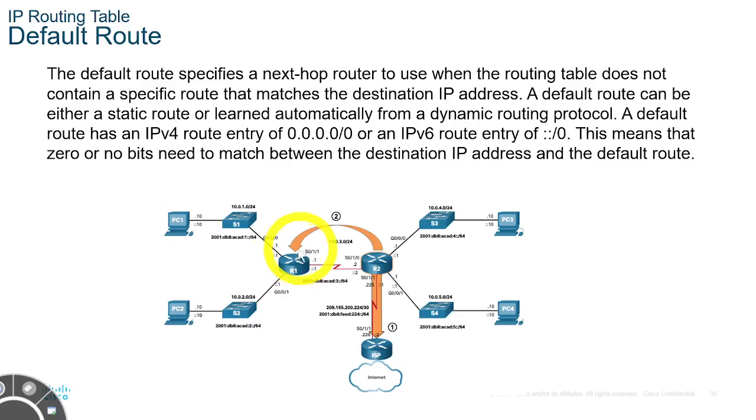So if R1 or R2 doesn't find a route, and this packet here is not destined to this R2, it means it should use the default route. Okay? In IP version 6, we write the default route this way, and in IP version 4, we write it this way. Okay?